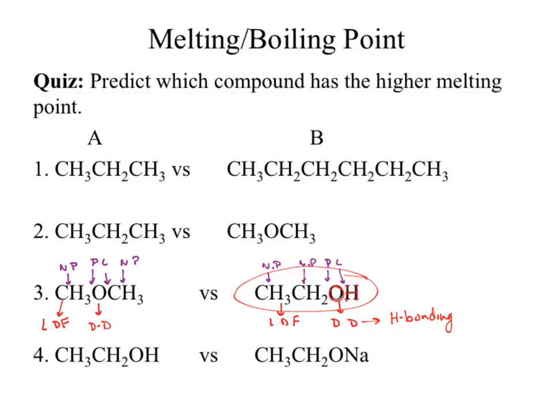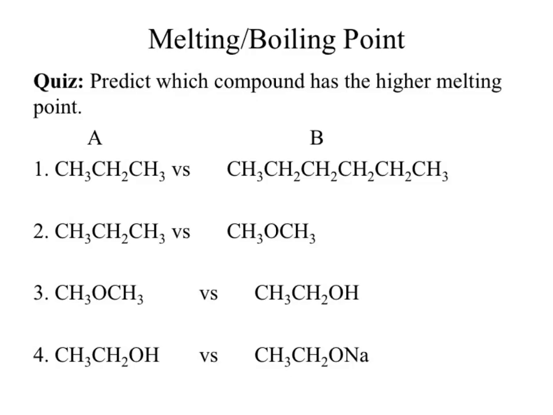Number one. What happens in number one? Same types of bonds, which means same types of force, and that force comes out to be London dispersion forces. Both of them have London dispersion forces. So which one is going to have the higher melting point or boiling point? We could assume a trick question, and in that assumption, what's your answer going to be? Say they're both the same. They both have the same amount of force, and we could make that assumption initially.